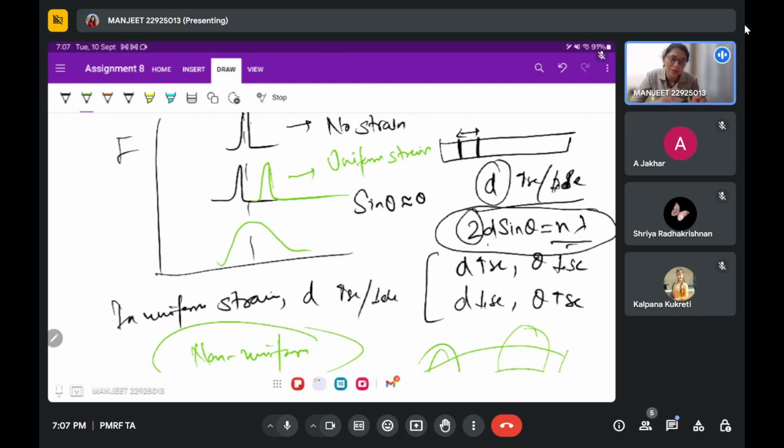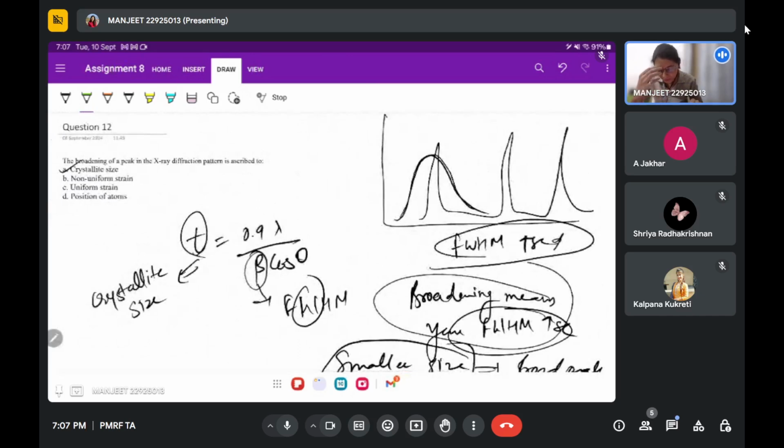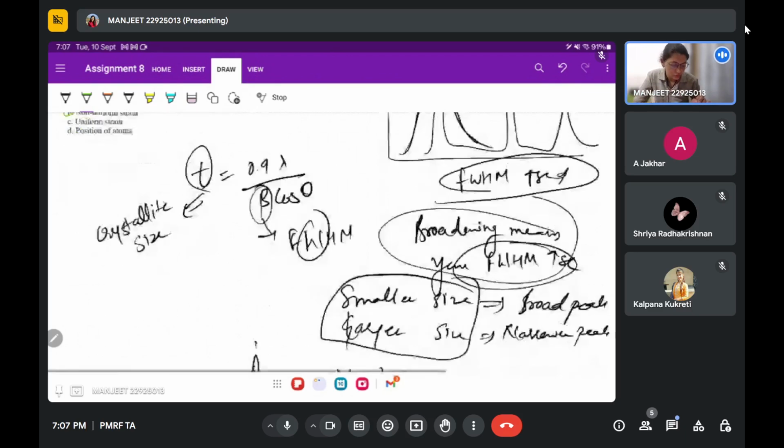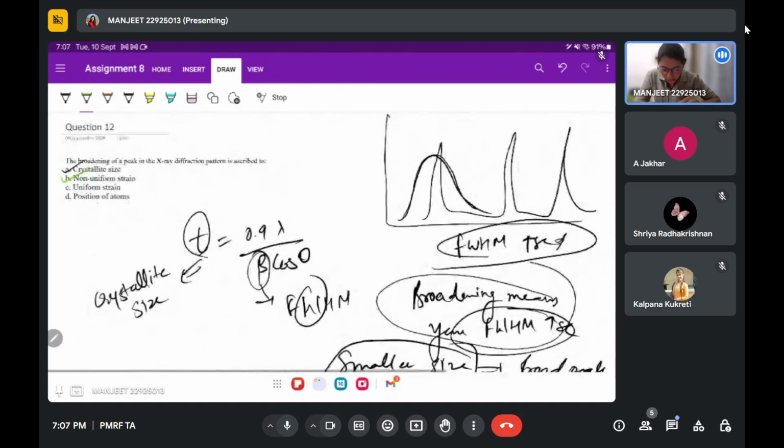And if the peak got broadened, then it is representing your non-uniform strain. So non-uniform strain also leads to the broadening of the peak. And the third one is the uniform strain. No, uniform strain does not lead to the broadening of the peak. It only shifts the peak to the higher angle. So this is not the correct one.